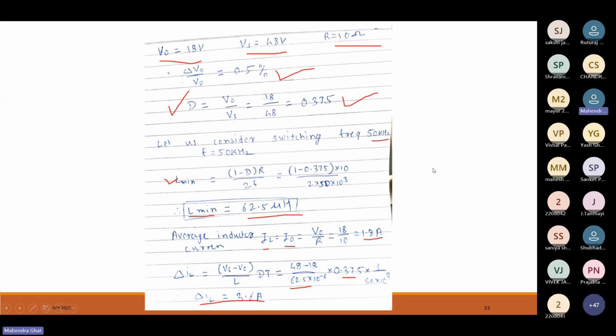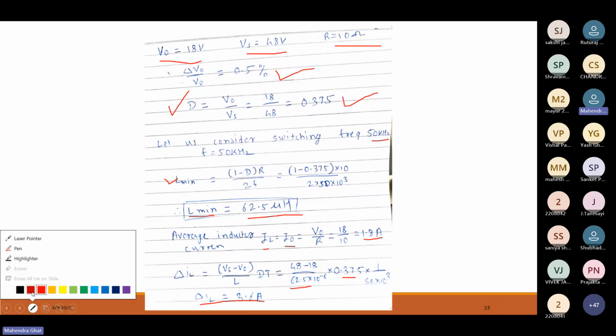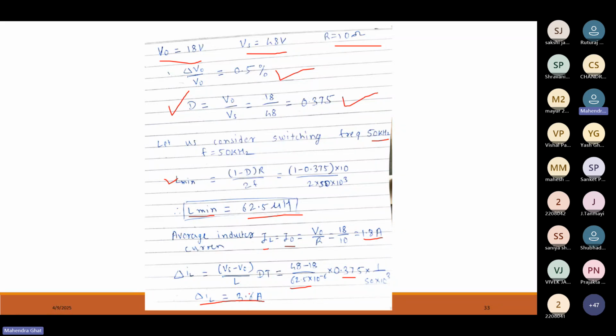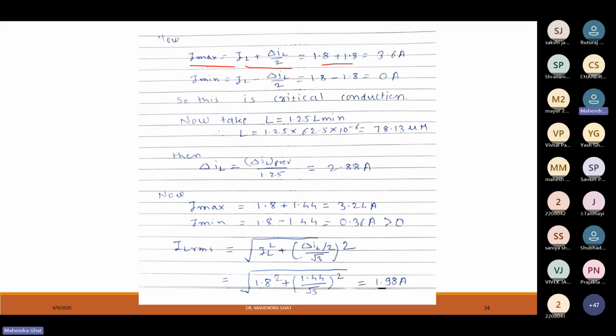Okay. So here we calculated delta IL, which is equal to 3.6. Here we have not increased the inductance. Whatever L minimum value we got, that only I have used here, and with that, delta IL is 3.6. So from that delta IL and IL value, I can calculate the I max and I min. I max is nothing but IL plus delta IL by 2, which is equal to 1.8, and delta IL is 3.6. So 3.6 divided by 2 is again 1.8, which gives 3.6 ampere as the max value.